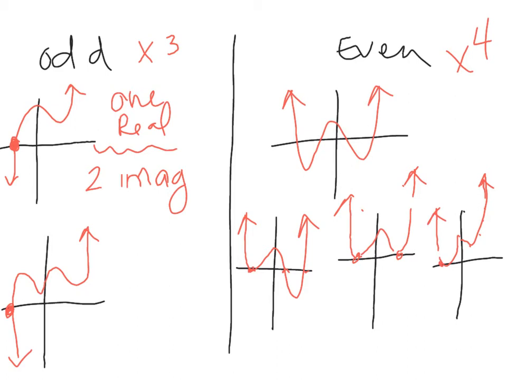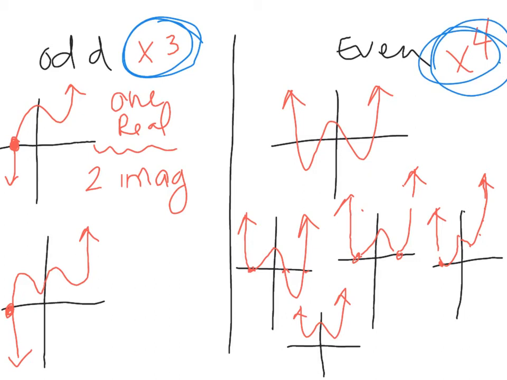But the real winner is this one. I can make it cross no times. So odds have to have at least 1. Evens can have none that are real. They can cross no times and can have up to the number that they have, their degree.